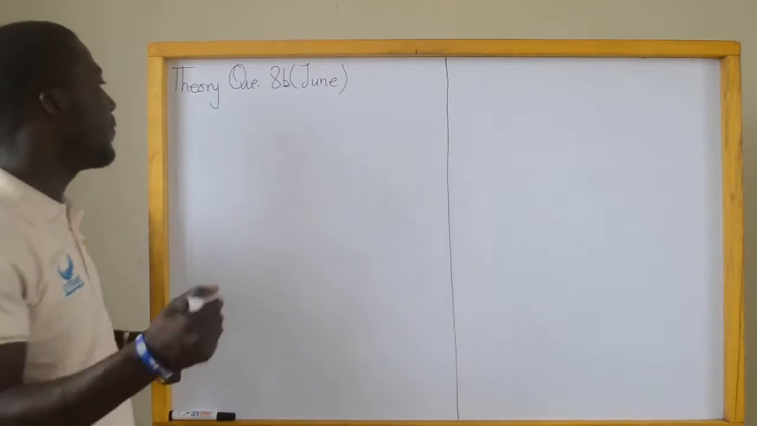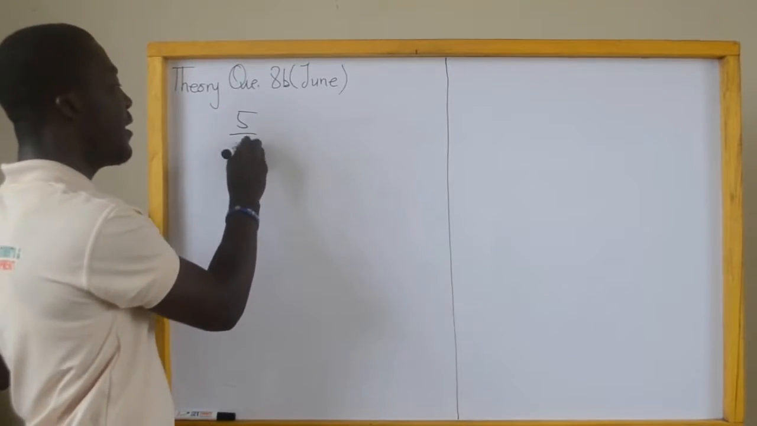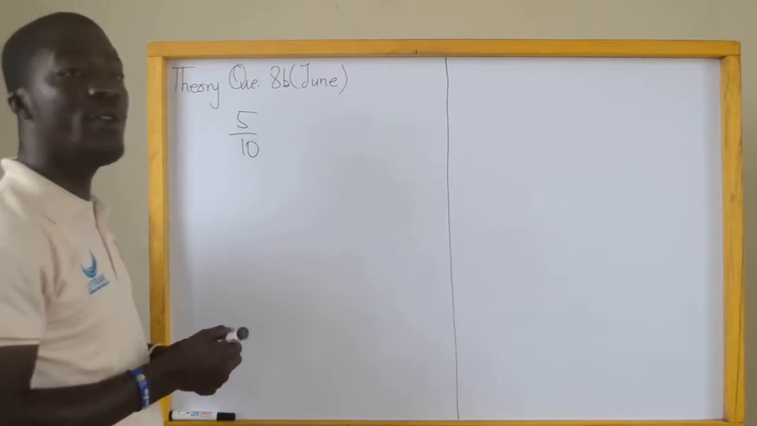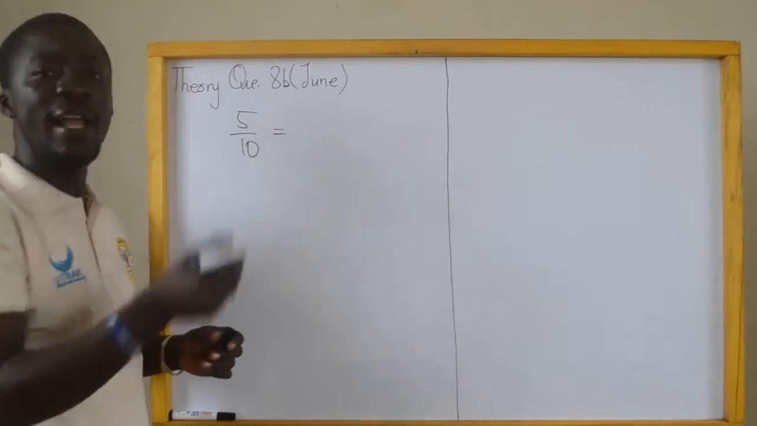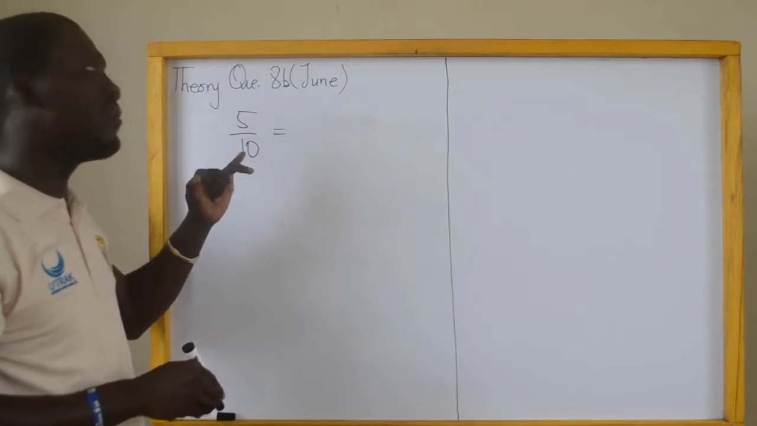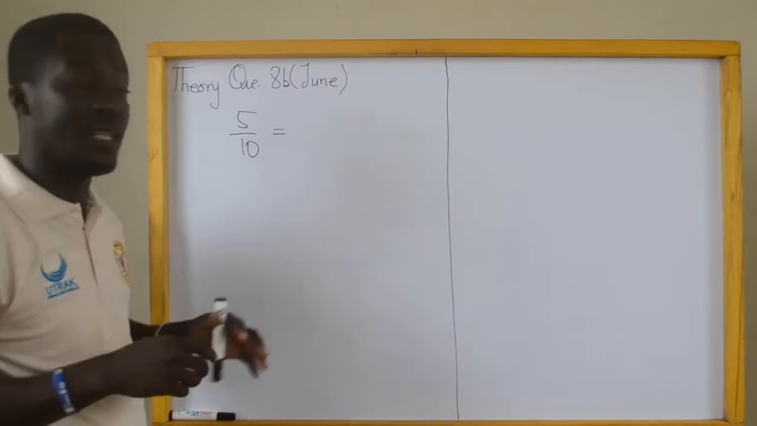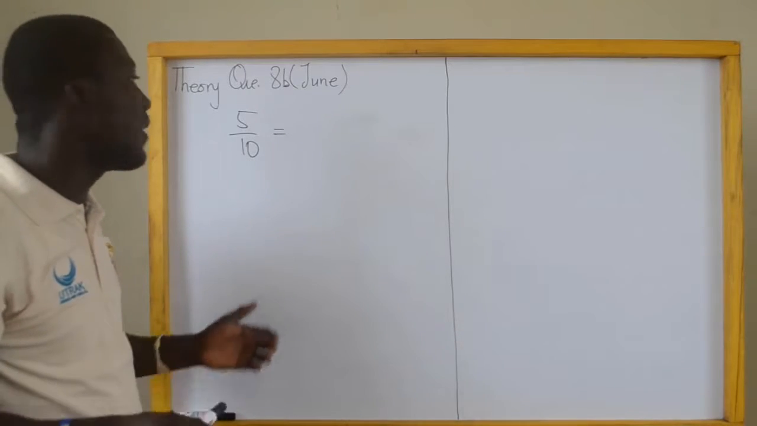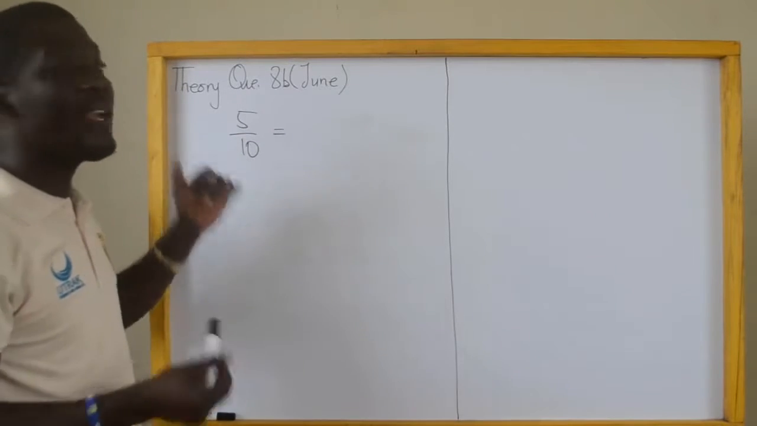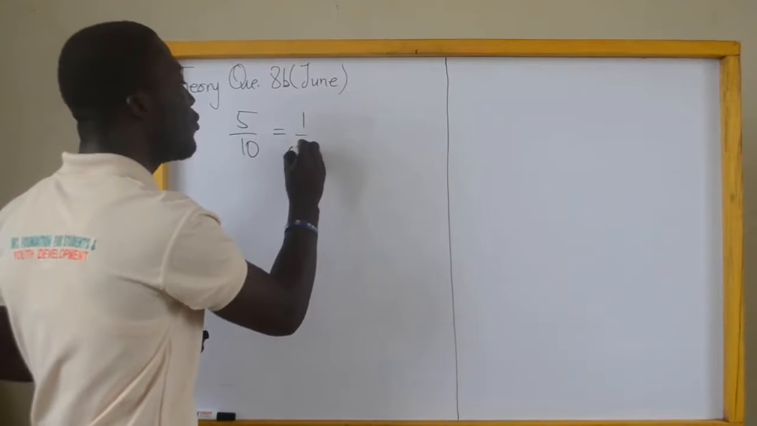Let us do this. When we have a fraction 5 over 10, and we want to reduce this fraction to its lowest term, what we do is find a common factor between 5 and 10. The common factor between 5 and 10 is 5, just any common factor that can divide both 5 and 10. And when we do the division, we get 1 over 2.